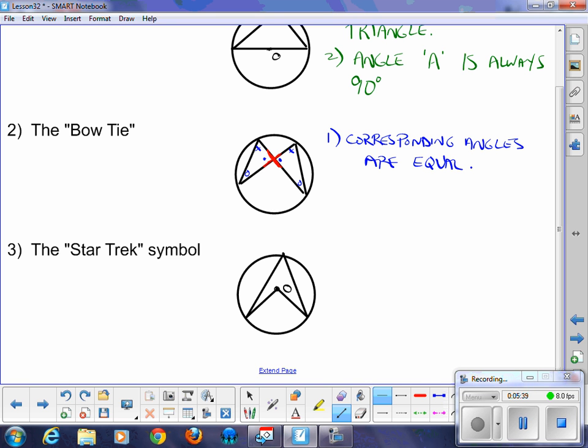Yeah, I know. I am ultra cool. That's what you're thinking right now, and that's awesome. So anyway, there's the Star Trek symbol.